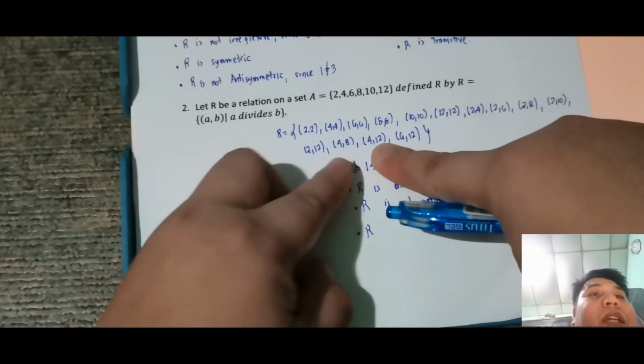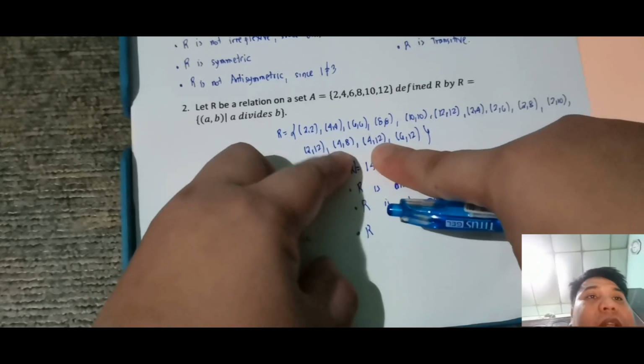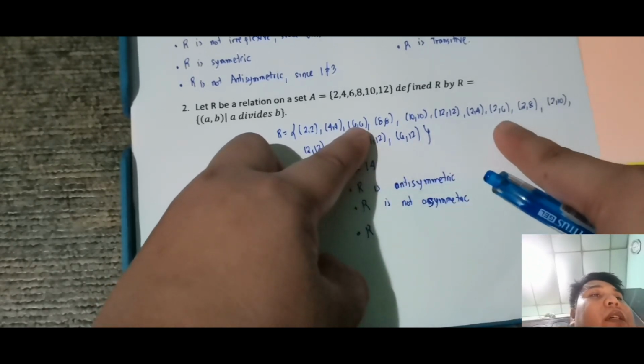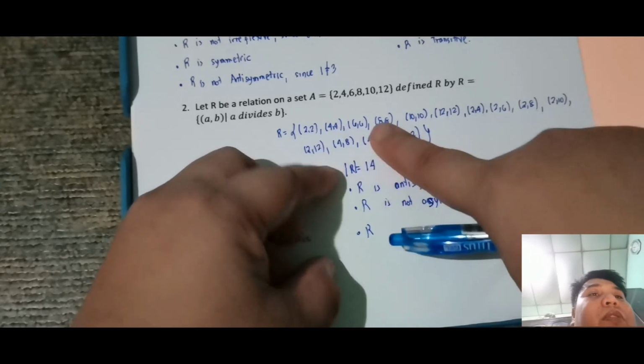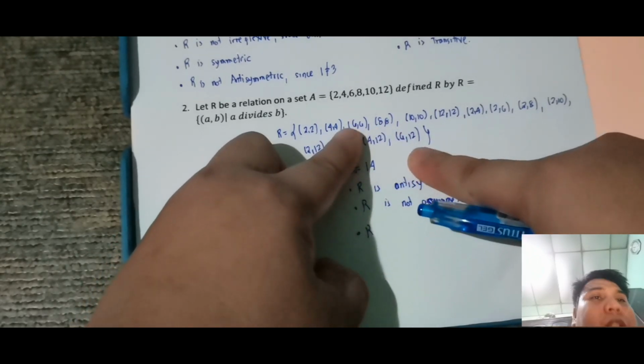Yun lang naman siya mag-bridge eh. Ayun (4,4), (4,8). (4,8) pa rin. (6,6), (6,12), no?